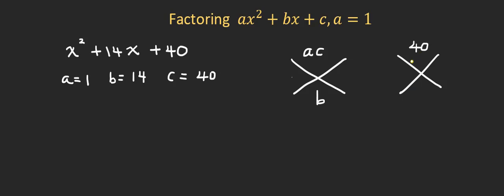And what are the factors of 40 that, when you add them up, you get b, which is 14? Well, we have a lot of factors of 40, right? It could be 2 times 20, but 2 times 20 is not 14. I mean, 2 times 20 is 40, but 2 plus 20 is not 14. What about 4 and 10? Yes, 4 times 10 is 40, and 4 plus 10 is 14.